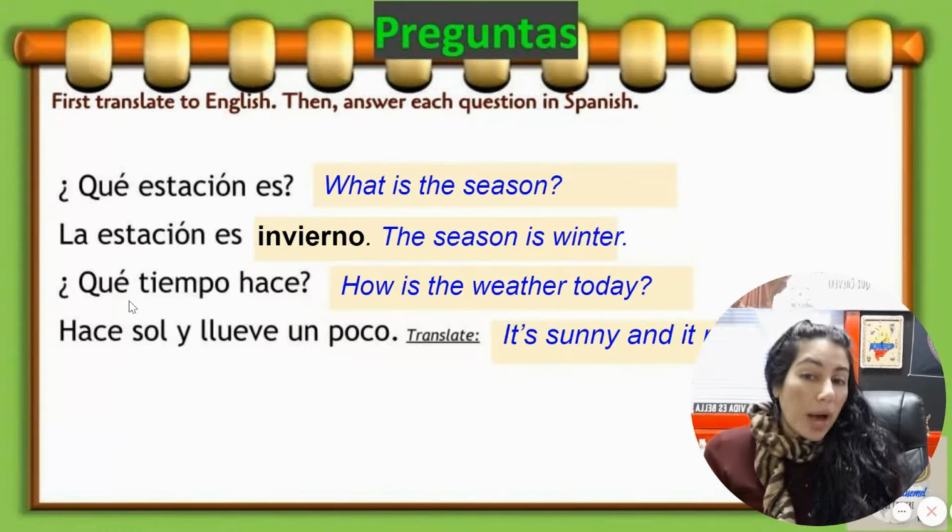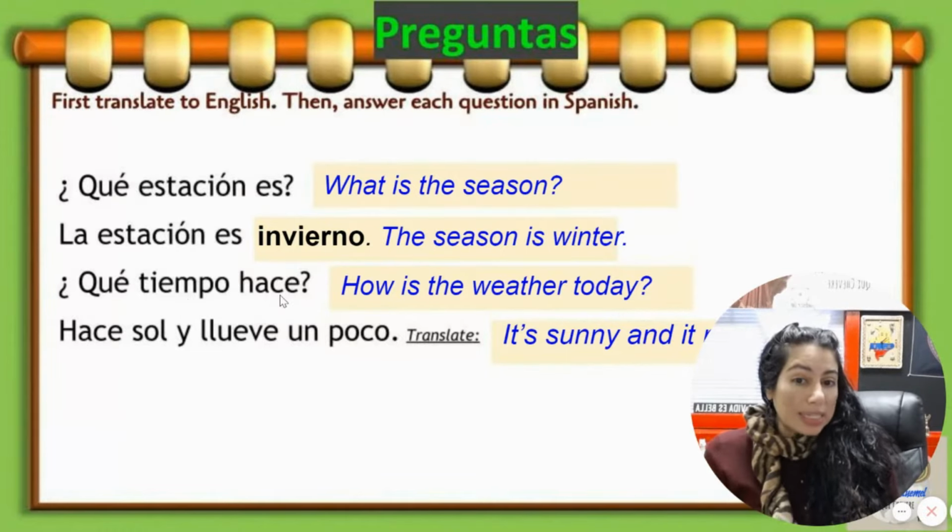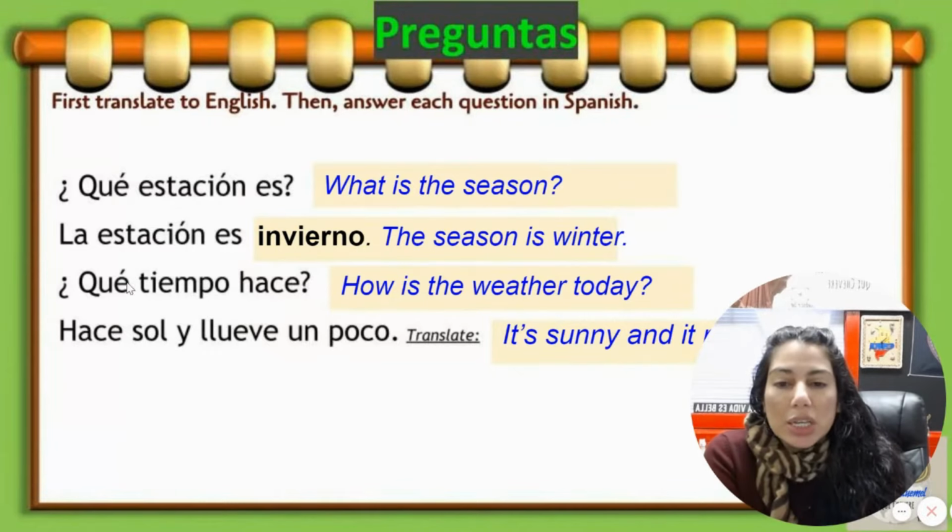Now, ¿qué means what? Tiempo is weather, and hace is there is or it's or there is. So, ¿qué tiempo hace? What's the weather? And then to answer, you can say hace, which hace means it's or there is.